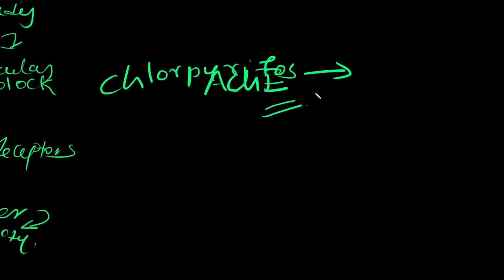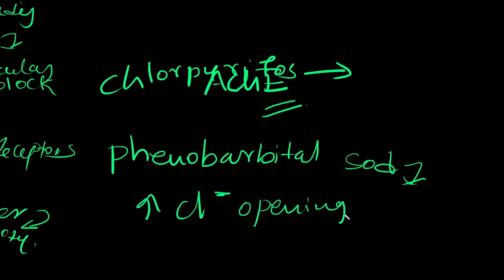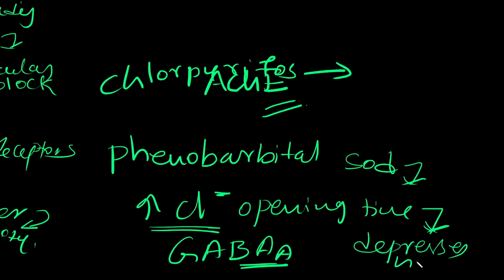Then phenobarbital sodium, a well-known chemical. Phenobarbital sodium is a barbiturate. It acts by increasing chloride channel opening time. How? By acting on GABA A receptors. So as chloride channels are open for more time, naturally it depresses the nervous system.